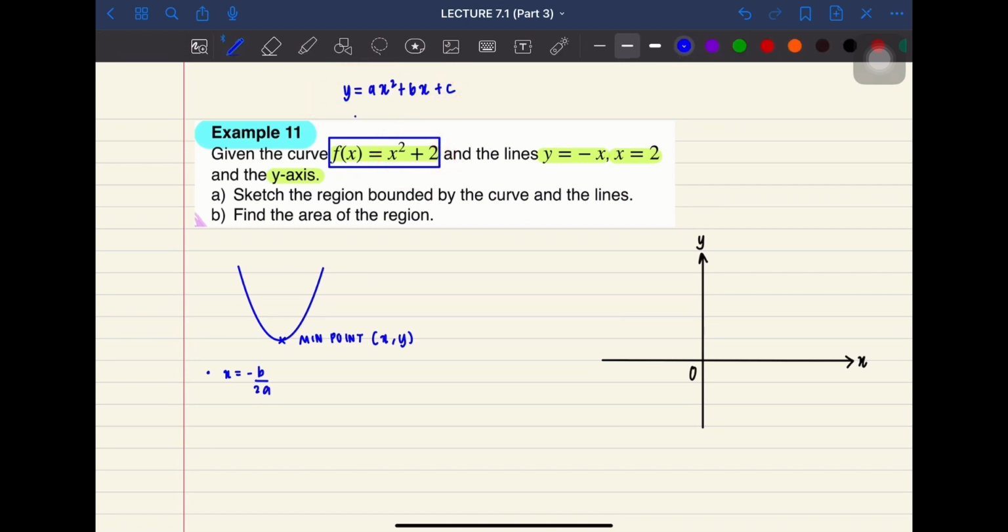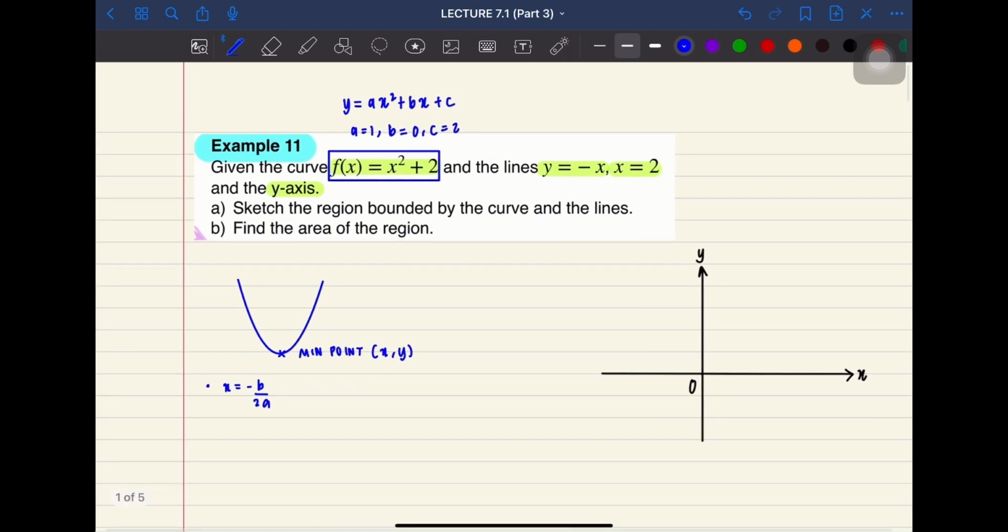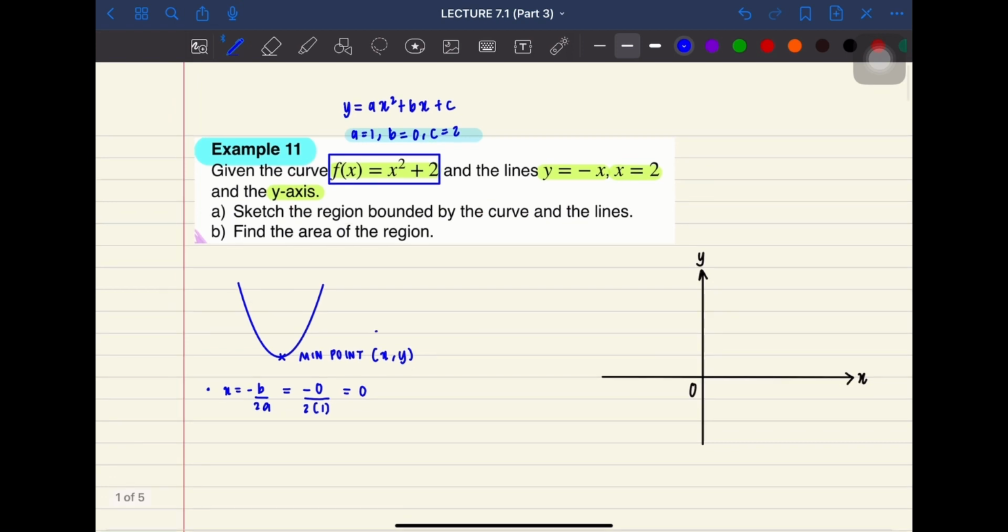So in this case, our a is actually 1, our b is 0 and our c is 2. Okay, bila dah tahu kita punya value a, b dengan c, boleh masukkan je dalam formula. So we have negative 0 over 2 multiplied with 1. So the answer is 0. So kita dah dapat koordinat untuk x, which is 0.